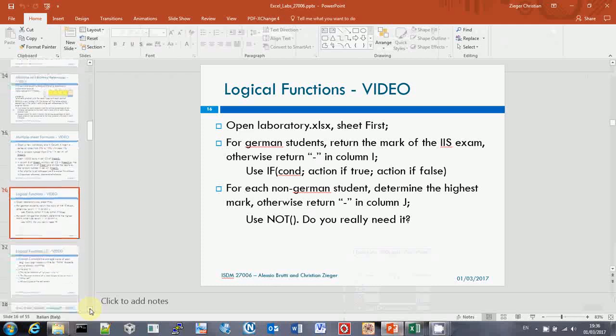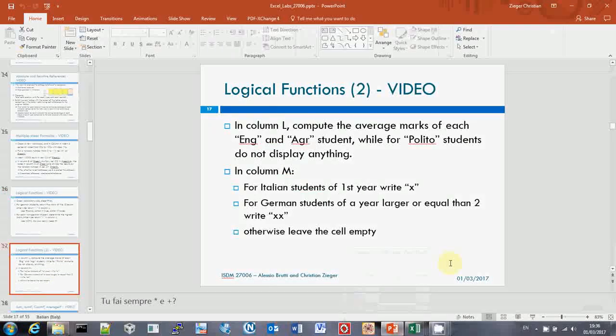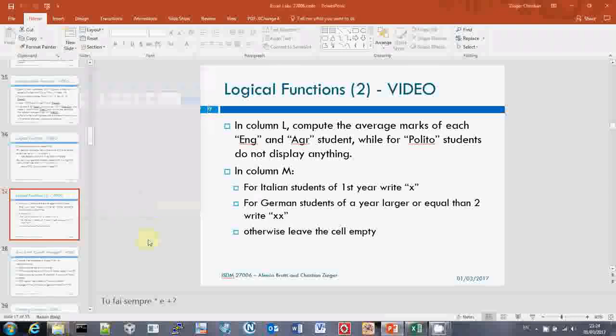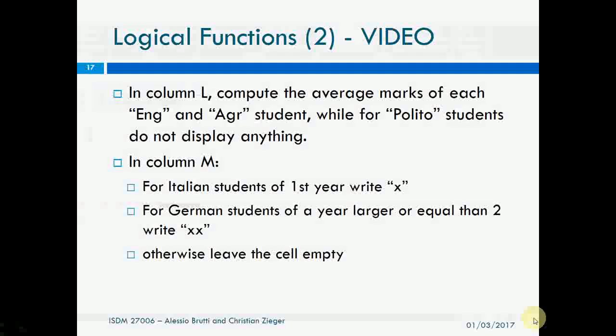Let's switch to the next slide. This is the second part of the exercise dealing with the logical functions. Let's read the first point of the second part. In column L, we need to compute the average marks of each ENG and AGR student, while for Polito students don't display anything.